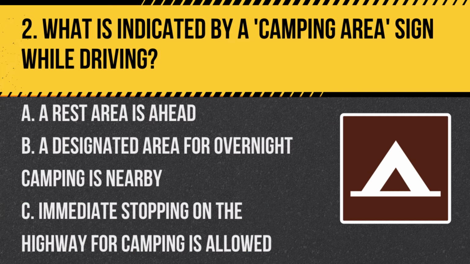Question 2. What is indicated by a camping area sign while driving? A. A rest area is ahead. B. A designated area for overnight camping is nearby. C. Immediate stopping on the highway for camping is allowed.